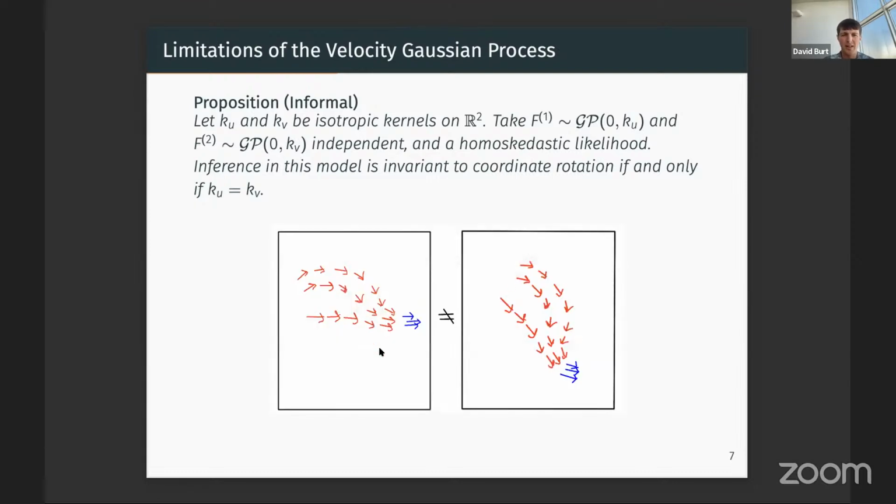So here's a little cartoon where we have red arrows, which you can imagine are buoy observations, and we rotate them by 45 degrees. In our predictions, these blue arrows won't necessarily rotate with them. And at least on small scales, it seems plausible that we shouldn't be really sensitive to which coordinate frame we chose to do inference in.